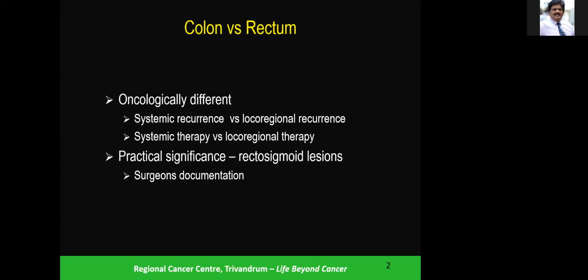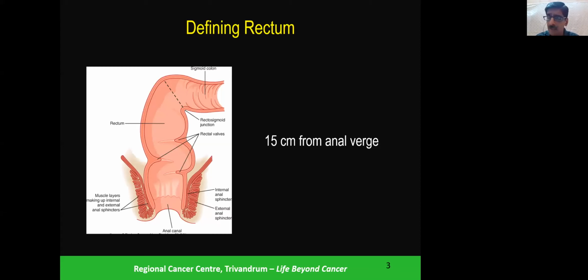Yeah, fine. So that is the basic difference between colonic cancer and rectal cancer. That's why I thought I'll focus today on rectal cancer and the implications for a surgeon, with updates on rectal cancer. Now, the definition of rectum, which should be very clear, is 15 centimeters from the anal verge.